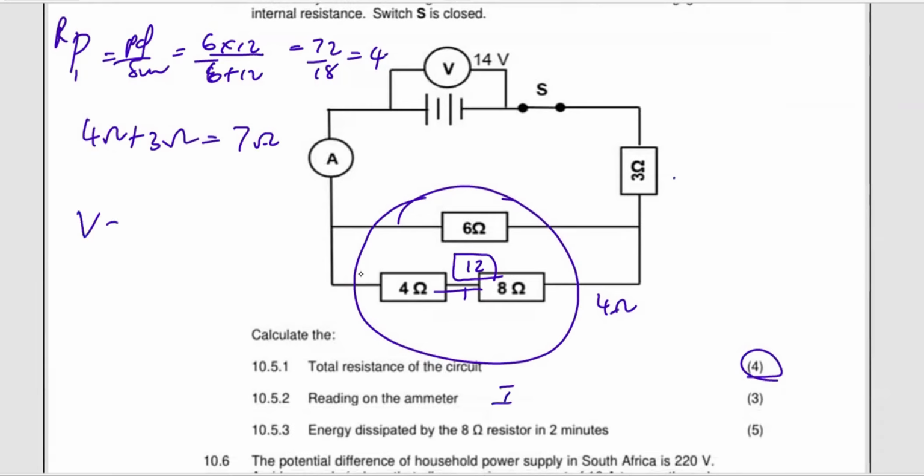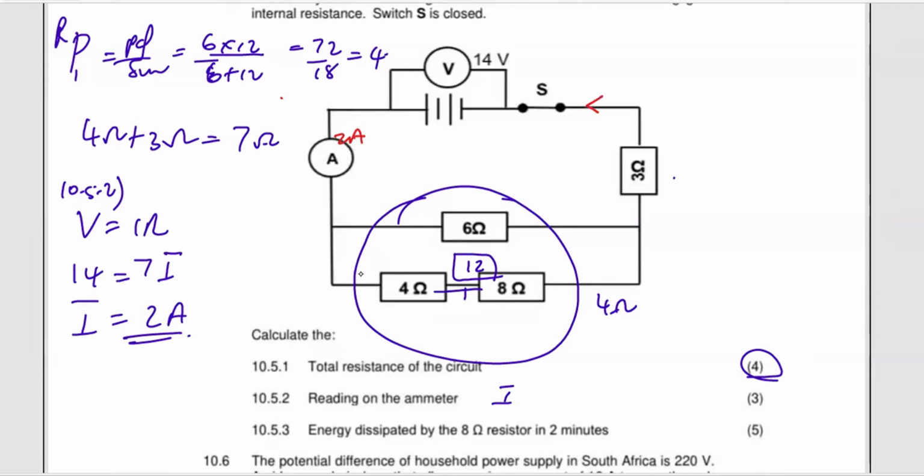We know that V is equal to IR. This is 10.5.2. Our voltage is 14, we saw the resistance is 7, and then I, let's divide by 7, meaning that the total current is just 2 amps. Then if it's 2 amps there, it's the 2 amps that are traveling throughout, but here they're going to split up.